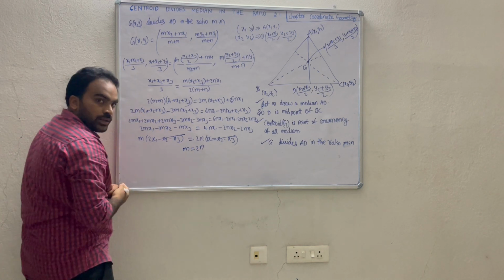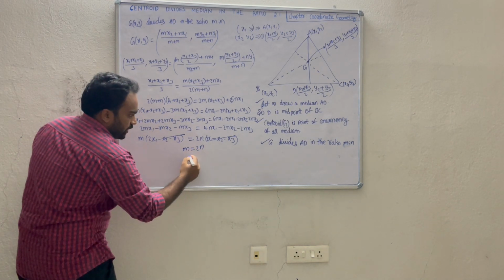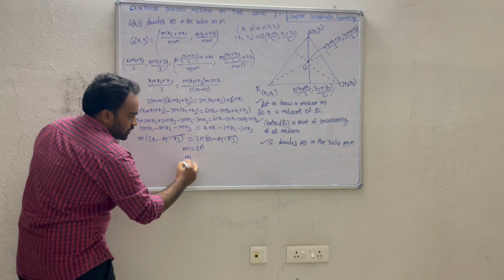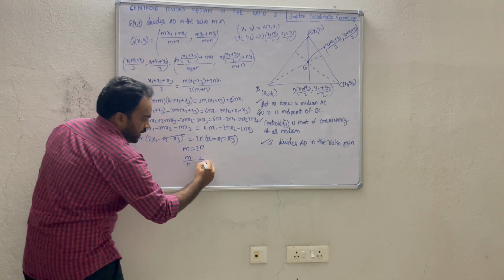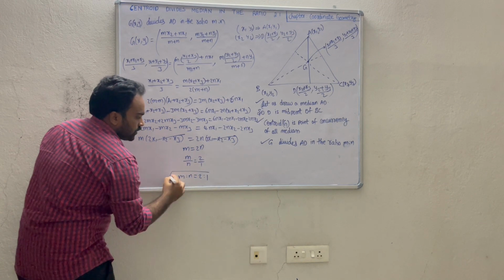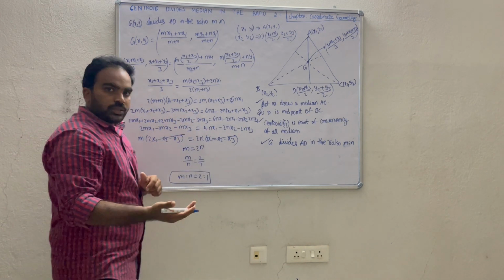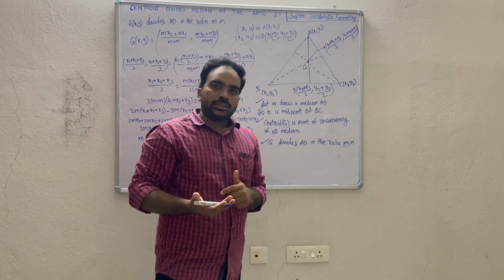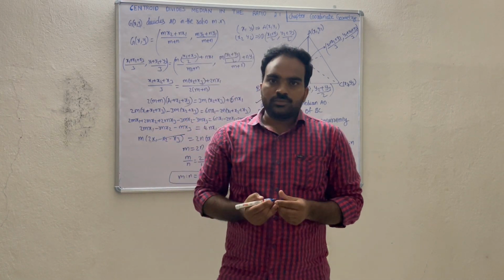m is equal to 2n. Now, transposing n to the left side, m by n is equal to 2 by 1. So m is to n is equal to 2 is to 1. In this way, we can conclude that a centroid divides a median in the ratio 2 is to 1. Thank you.